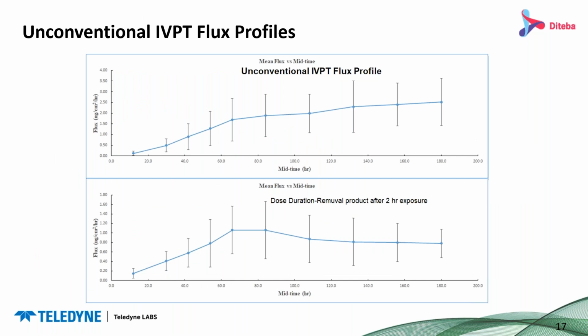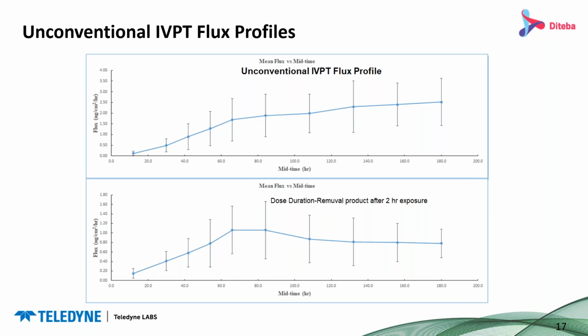Case study 3, this is an unconventional IVPT flux profile. Some topical products with a highly occlusive lipid matrix or water-in-oil emulsions may show continuously increasing flux over time without a defined Jmax. As displayed on this slide, such profiles complicate statistical comparison and bioequivalence assessment.